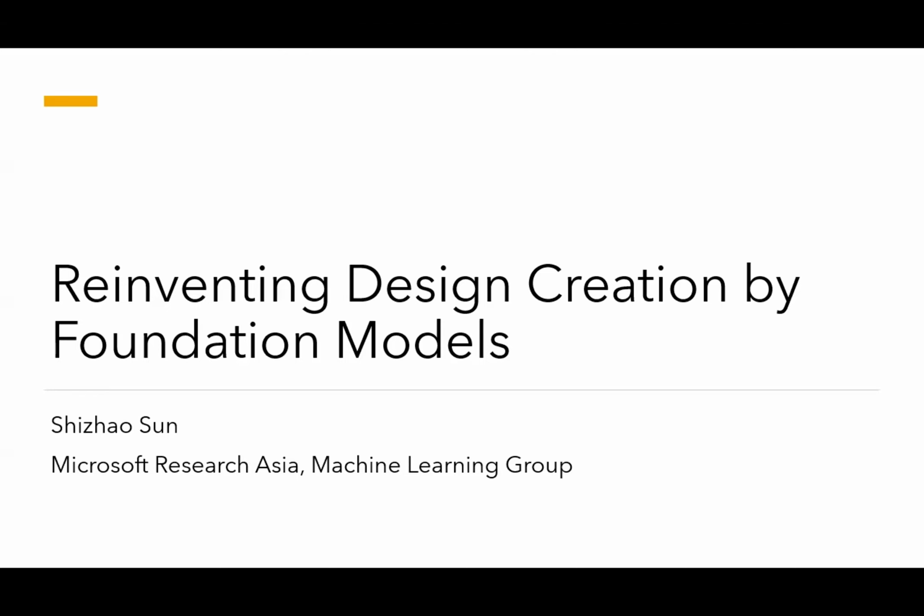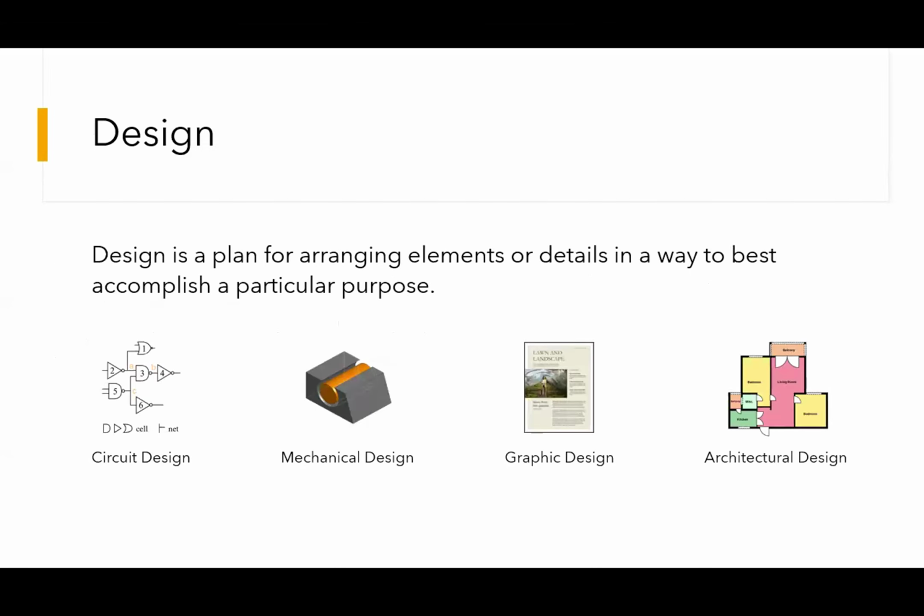So what is design? Design is a plan for arranging elements and details in a way that can accomplish a specific goal. For example, in circular design, the goal could be avoiding congestion. In mechanical design, the goal could be a specific functionality. And in graphic design, the goal could be aesthetics or whether it conveys information effectively. And it's similar for architectural design.